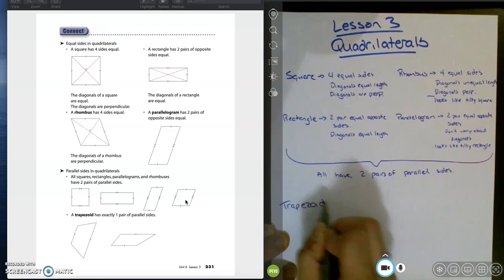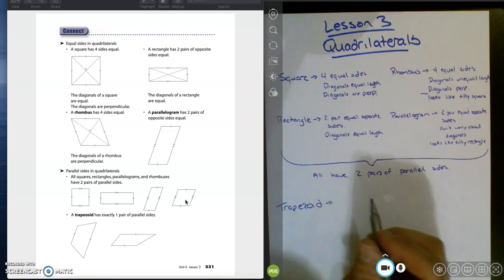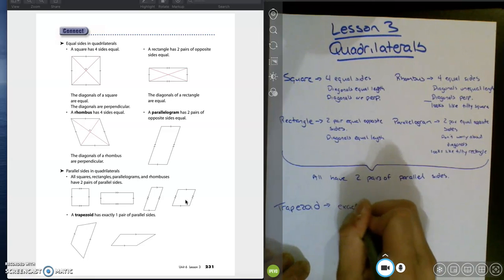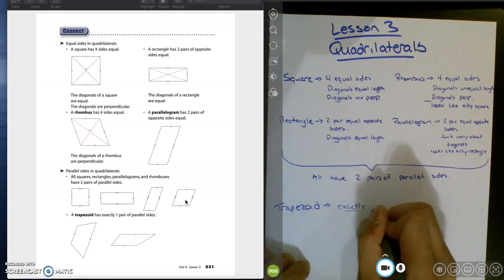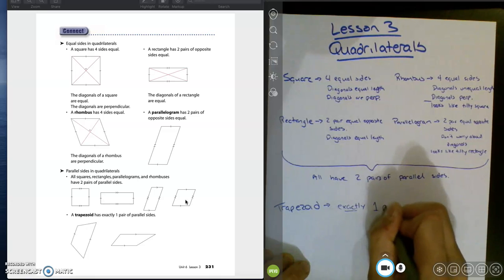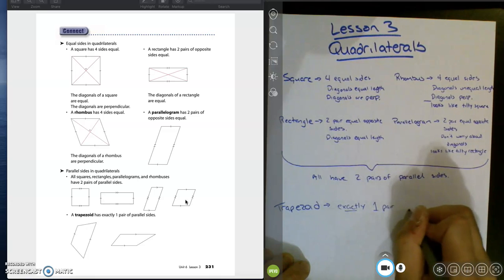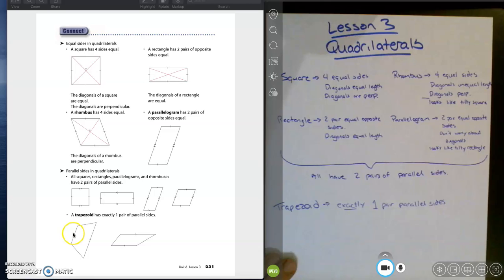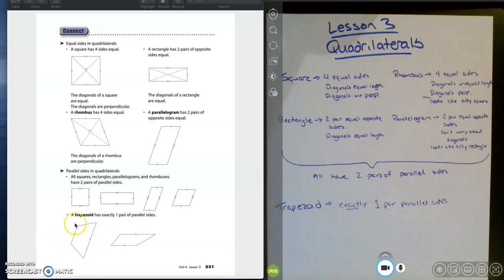Okay, pretty cool shapes. I like trapezoids. Okay, it has exactly one pair of parallel sides. Okay, and you'll notice they look different here. Okay, so these two lines are parallel. Okay, they go on forever, and they'll never touch.